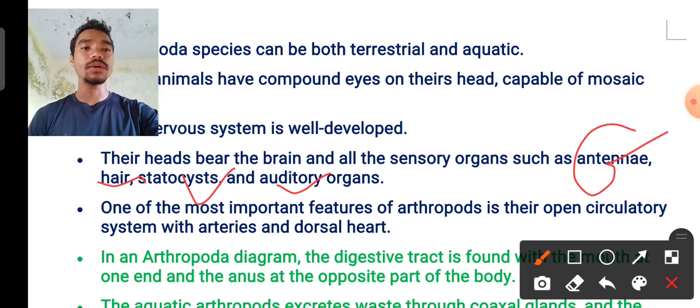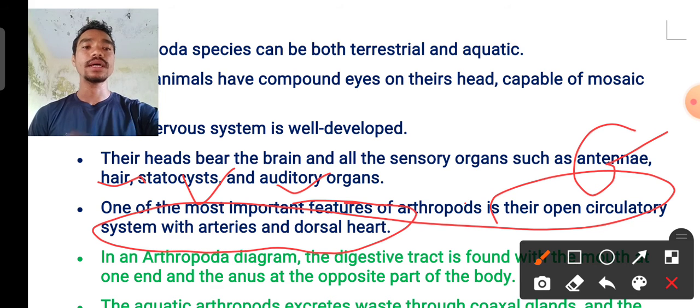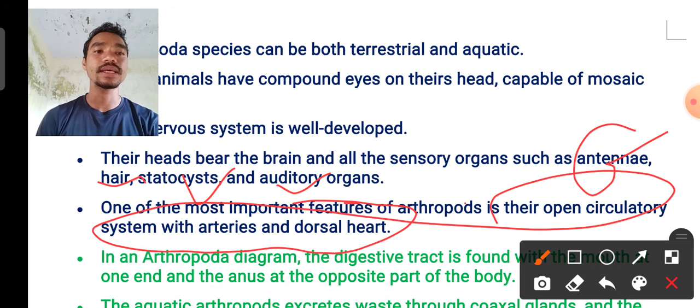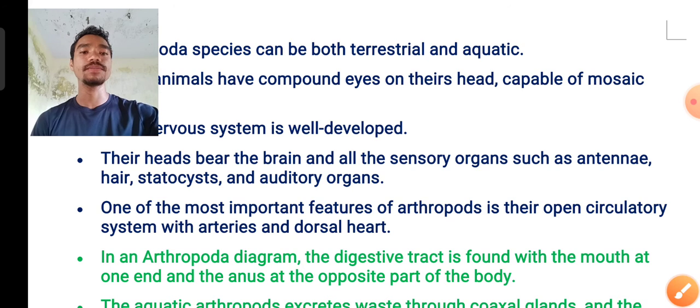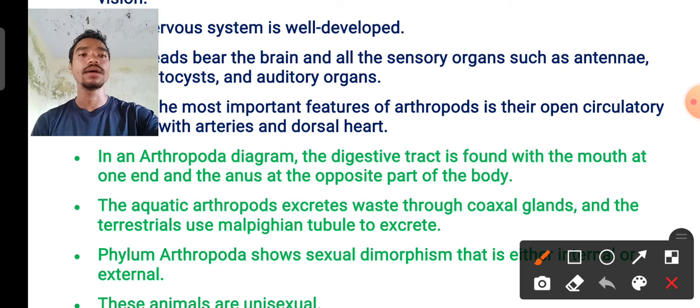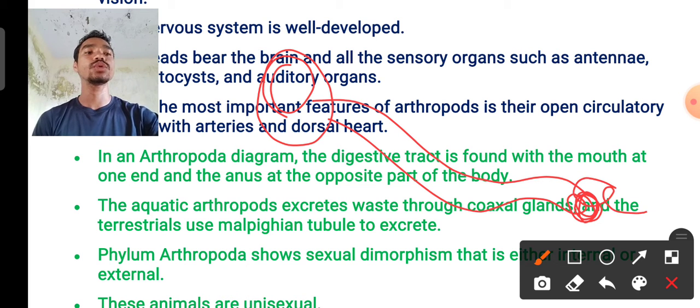Another important feature of arthropods is their open circulatory system with arteries and a dorsal heart. The heart is different from mammals. The blood flows through the arteries and the dorsal heart. In arthropods, the digestive tract starts with the mouth and ends with the anus at the opposite part of the body. The mouth is the opening part, and the anus is the last part of the alimentary canal, which helps excrete waste from the body.